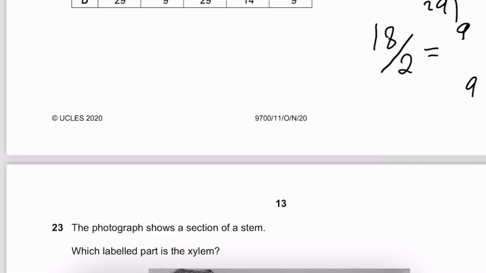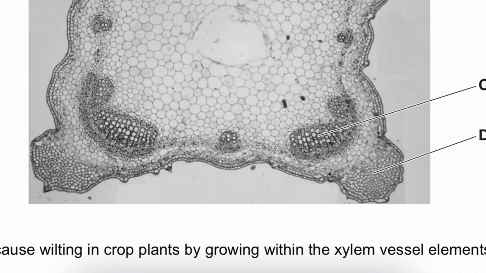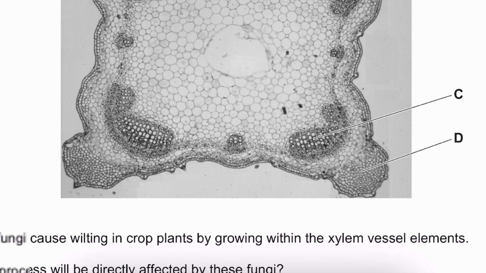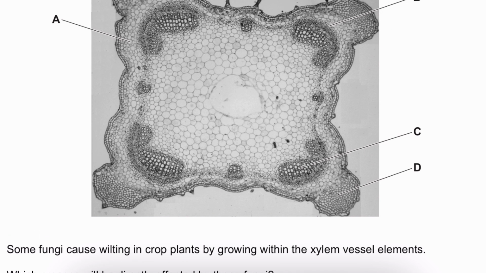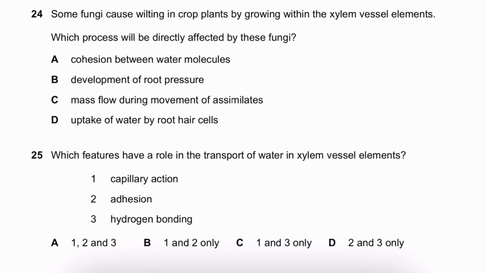That is A. Now the photograph shows a section of a stem. Which labeled part is the xylem? Okay, xylem is this section, as you can see over here. He's labeled a whole bunch of things, but yes, we could see clearly the xylem vessel elements here. So moving on, some fungi cause wilting in crop plants by growing within xylem vessel elements. Which process would be directly affected by these fungi?